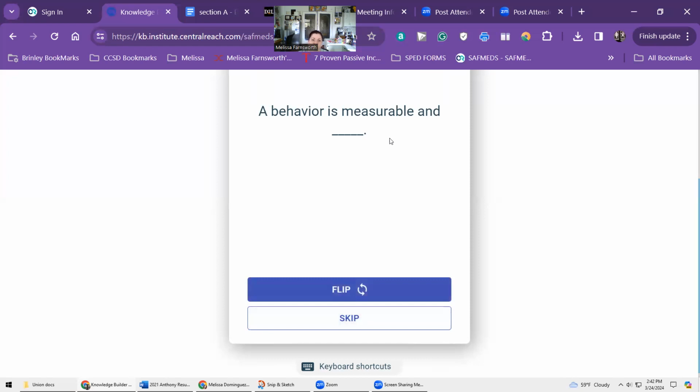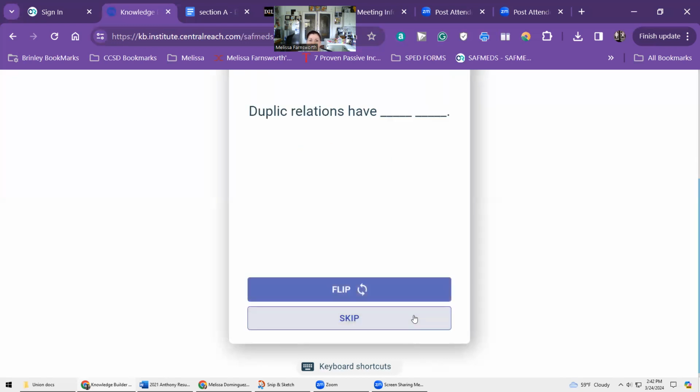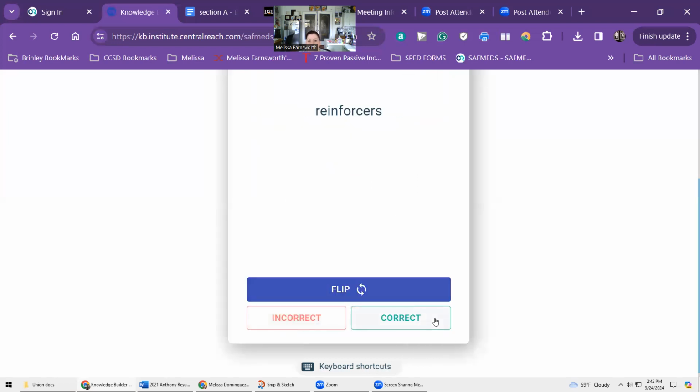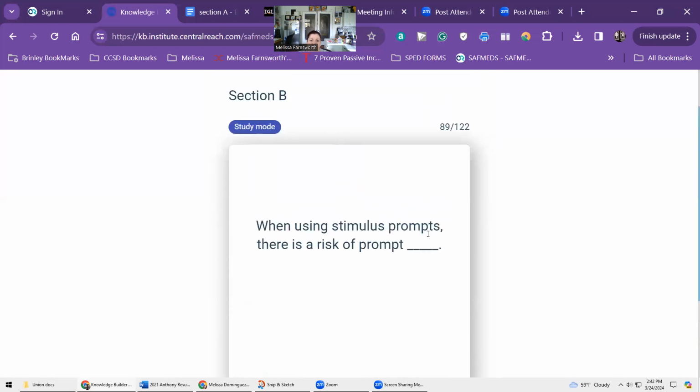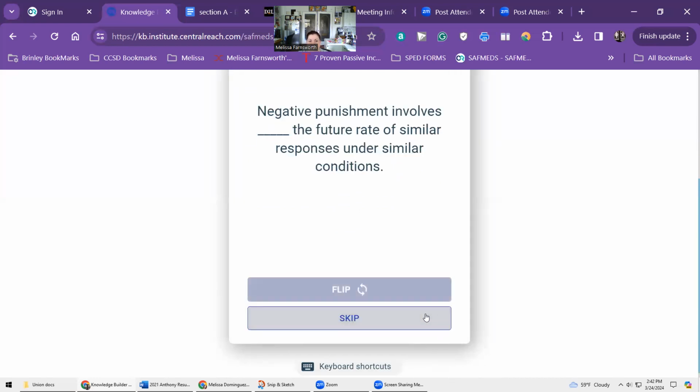A behavior is measurable and observable. Common stimulus prompts are movement, position, and redundancy of antecedent stimuli. Duplic relations have formal similarity. A conditioned reinforcer is a neutral stimulus turned reinforcer due to pairing with other reinforcers. When using stimulus prompts, there is a risk of prompt dependence.